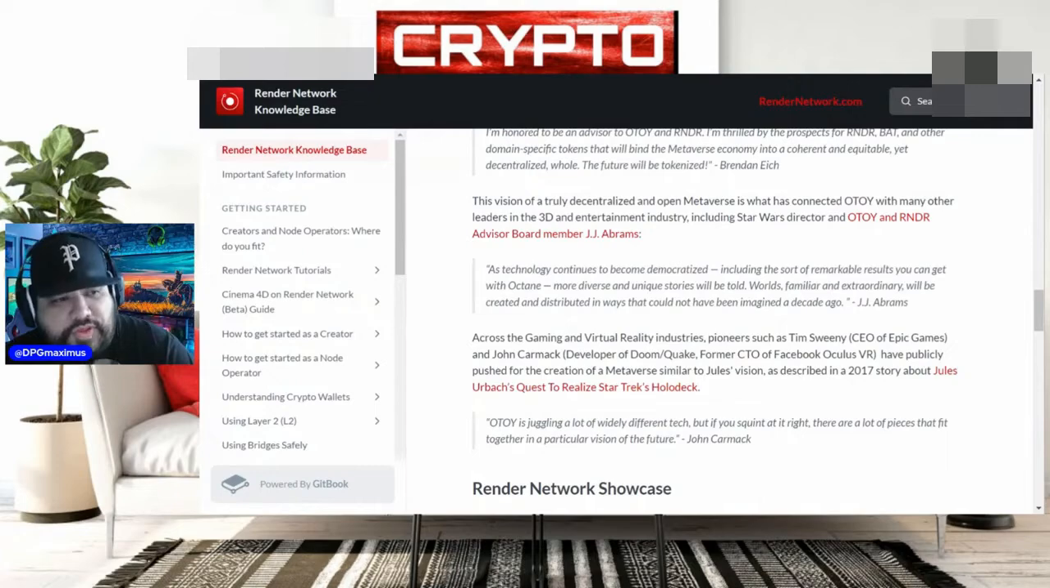But for this platform to have what they got going on, especially this connector to like J.J. Abrams, yeah, ways you couldn't have possibly imagined a decade ago becoming reality now and innovating from there. You have all these other examples about gaming, virtual reality. I'm very familiar with Quake, Doom. I mean, a lot of us grew up with these games.